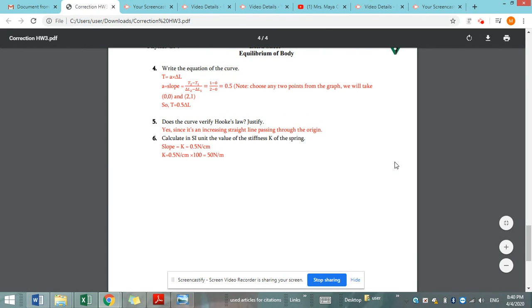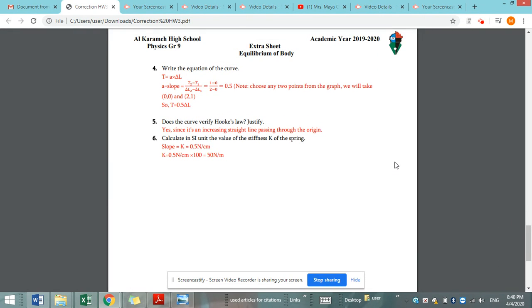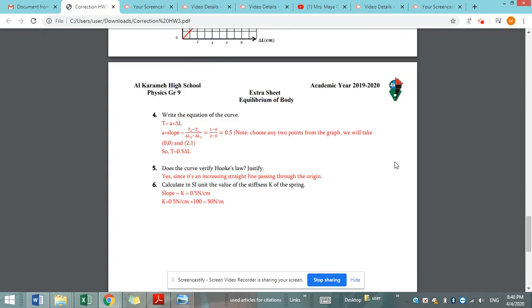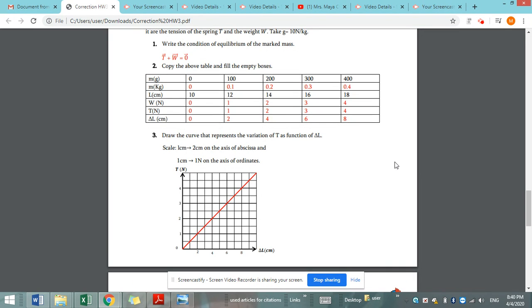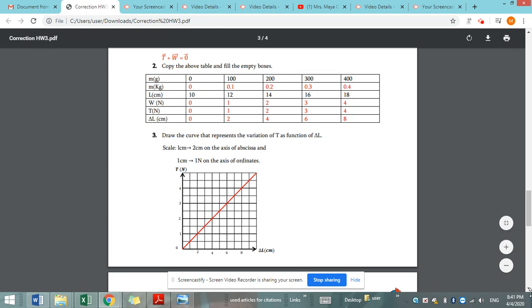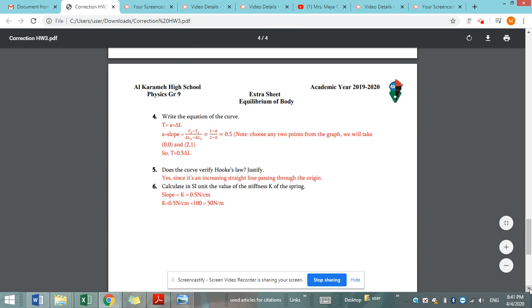Now for this part, write the equation of the curve. Write the equation of the curve t equal a delta L. The curve is a straight line passing through the origin, right? So you know from math that any line passing through the origin is in the form of y equal ax, where a is the slope. On the y axis I have the parameter t, and on the x axis delta L. So instead of y, I say t equal a times delta L. So t is equal to a times delta L.